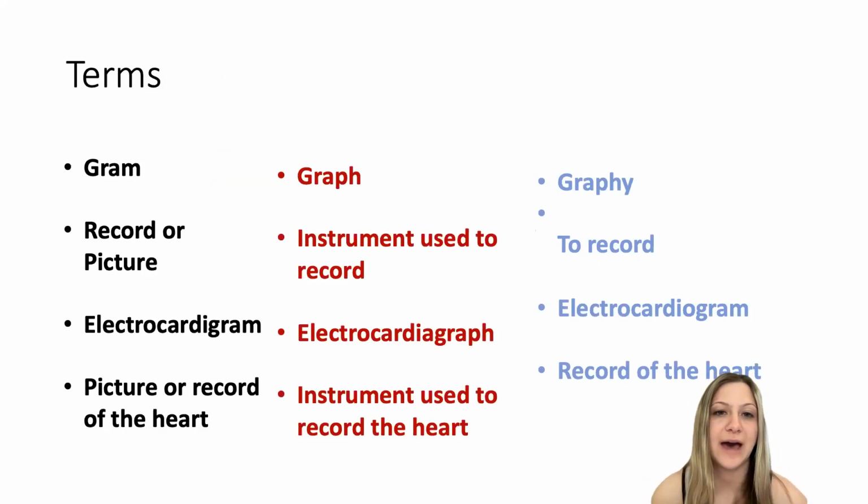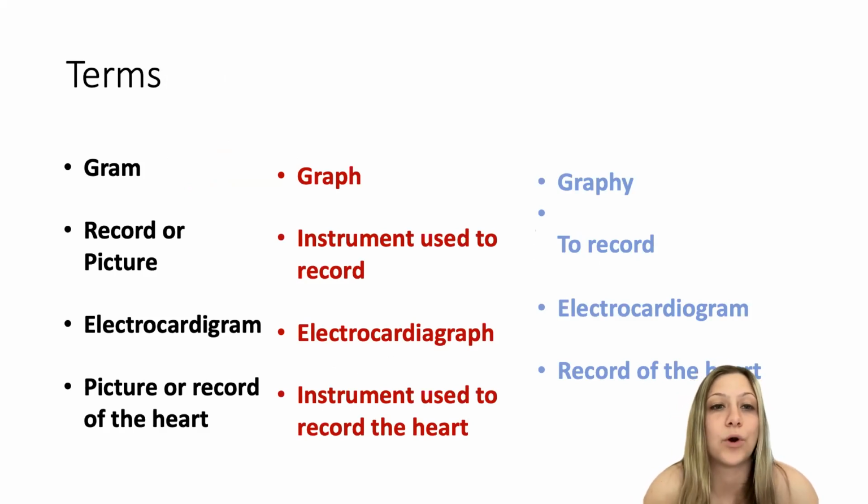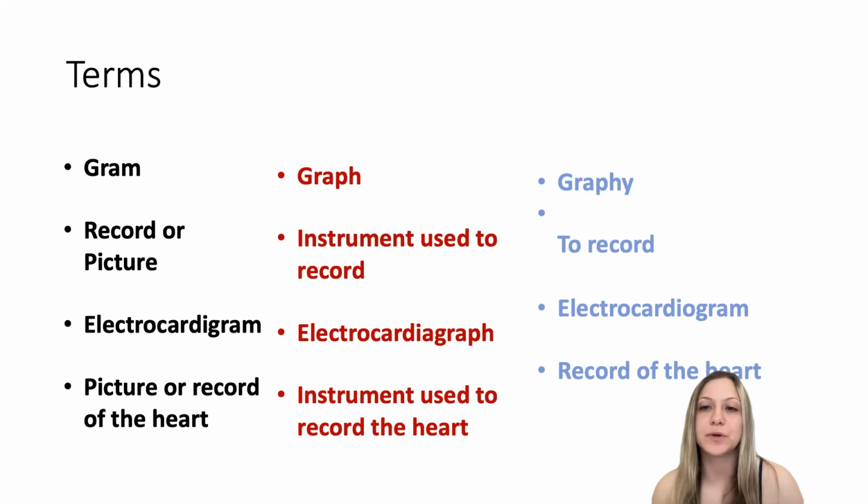So the terms that we had to get the definition, an example of the word, and what it means. So for gram, it's to record or picture. And then the word that I came up with for gram would be electrocardiogram, which means picture or record of the heart. For graph, it's the instrument used to record. So I picked electrocardiograph. And that means an instrument used to record the heart.